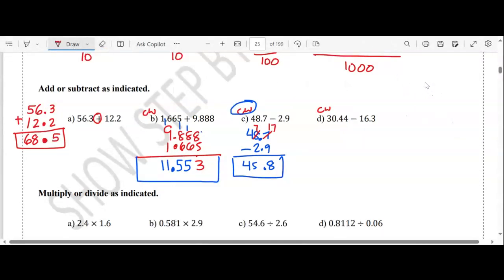How much did you get? 14.14. If you got this, raise your hand. 1, 2, 3, 4, 5, 6, 7, 8, 9. 9 students. So it's correct, right? No? 14 and 69. So we have different answers, right? So let's try to do it together.